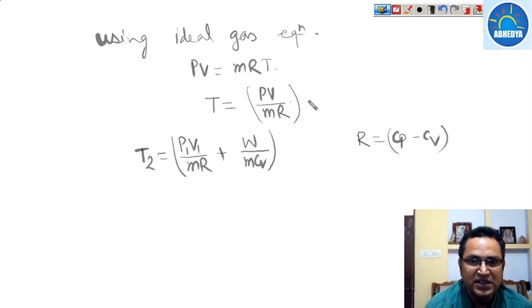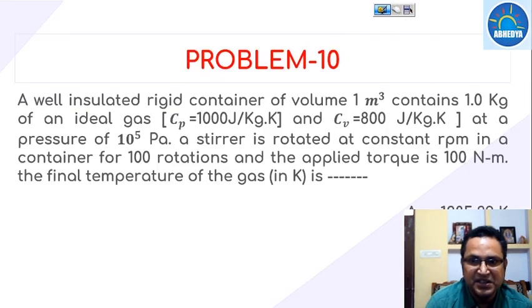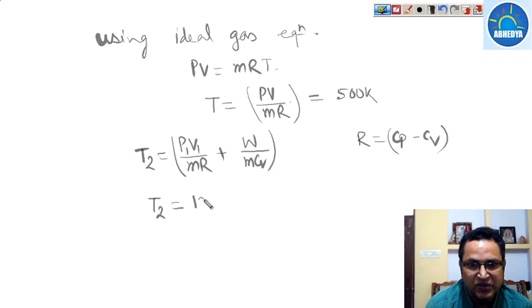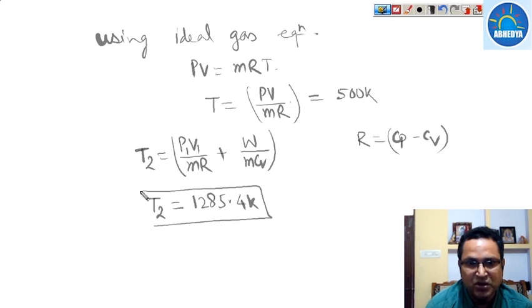Once you put in the values, you will get the final temperature, and the value of this final temperature is nothing but 1285.4 Kelvin. You just do the calculation part and put all the values and you will get this answer.